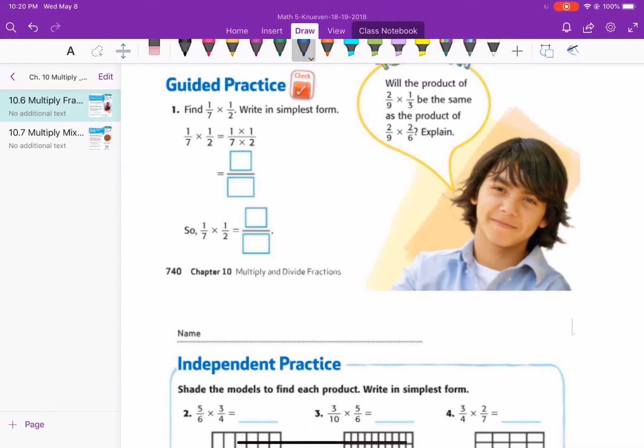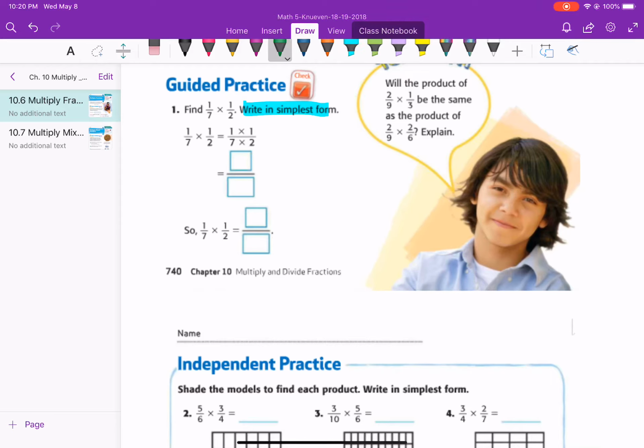Anyways, I'll do a guided practice with you. So find 1/7 times 1/2, and then write it in simplest form. And this 4-letter direction is critical. Write in simplest form. That means you need to factor out and reduce it until you can't factor out anything else. And that has to be for both the numerator and the denominator.